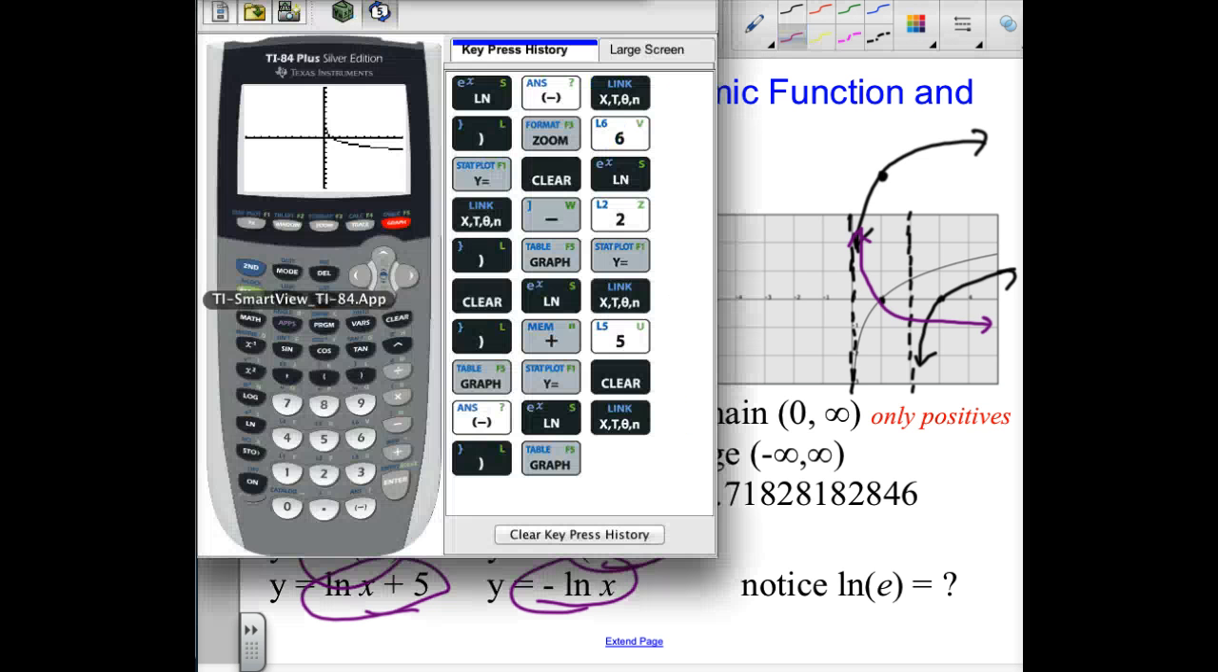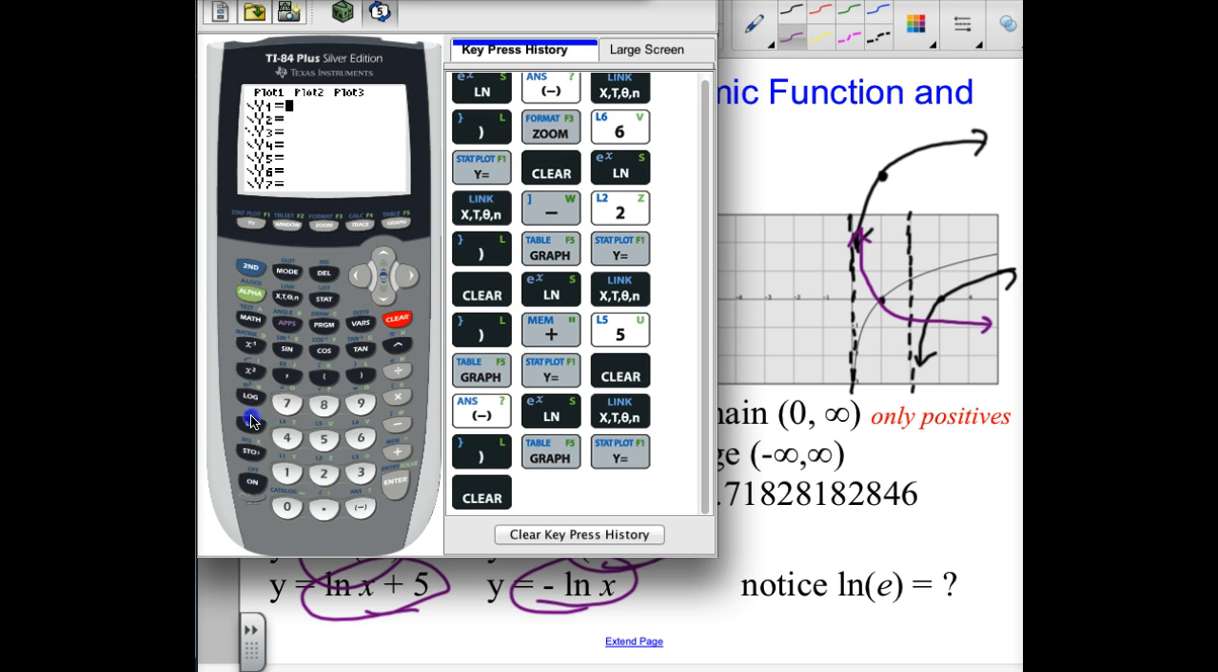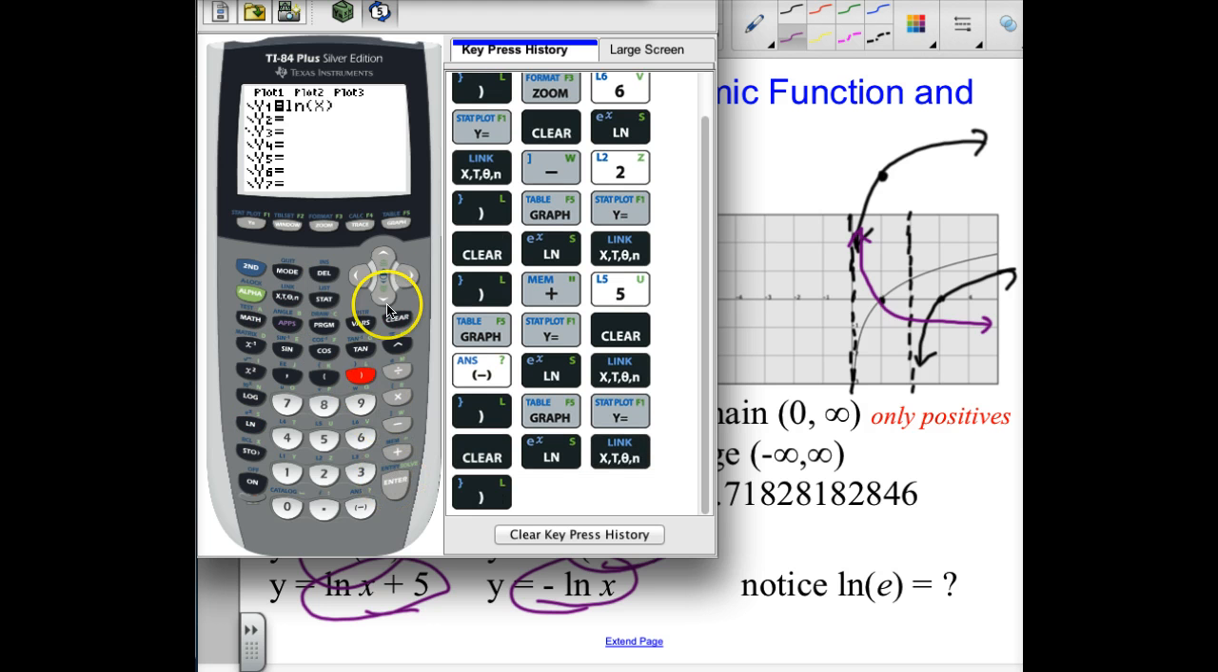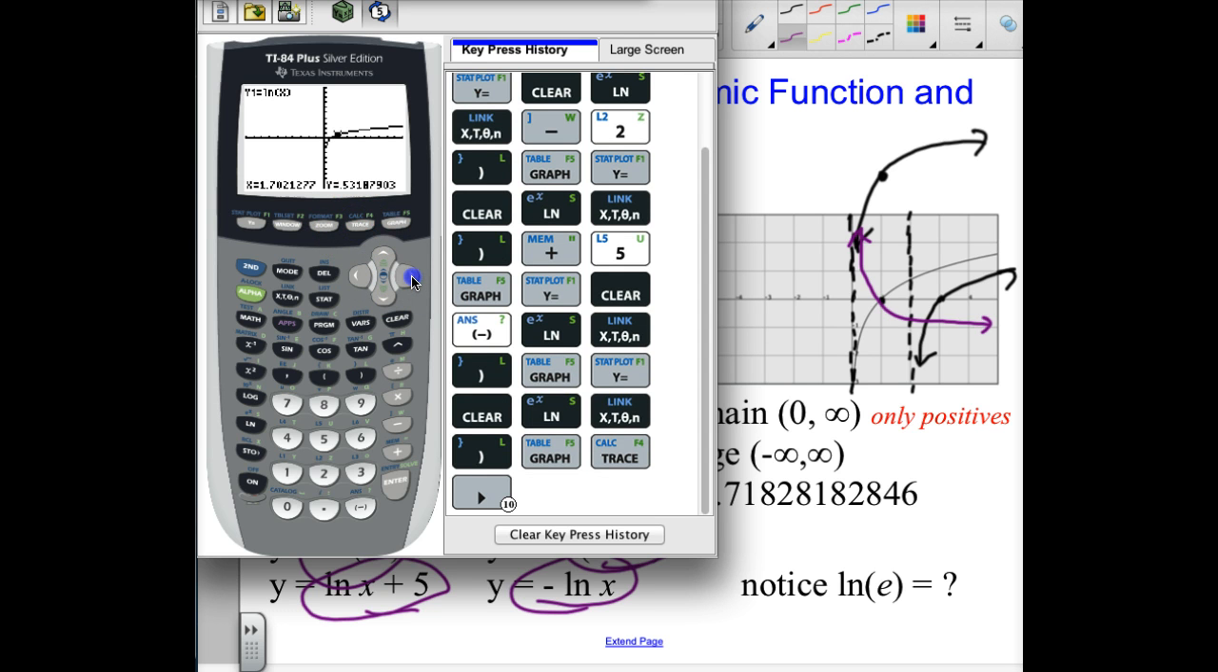What's happening at the natural log of e? Let's see. e is approximately the number 2.71828. So if we go back to our original natural log parent function, and we trace until we get to about 2.71828.